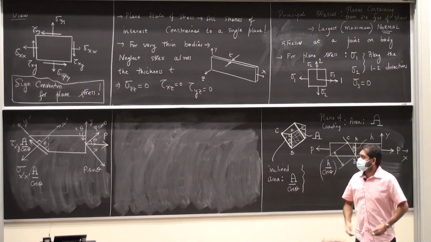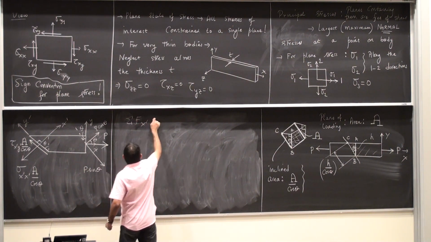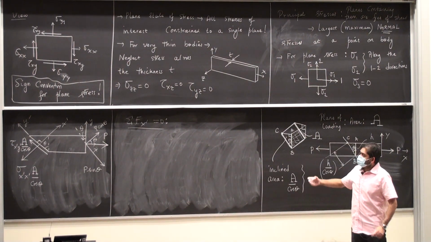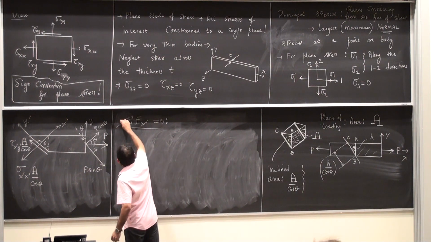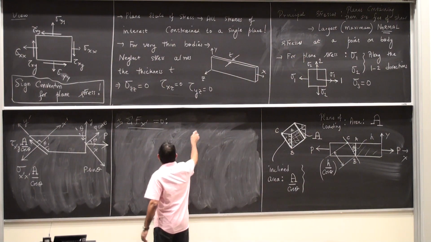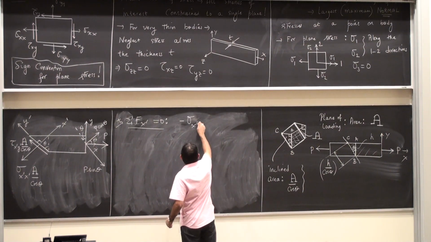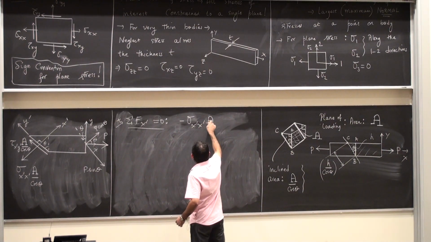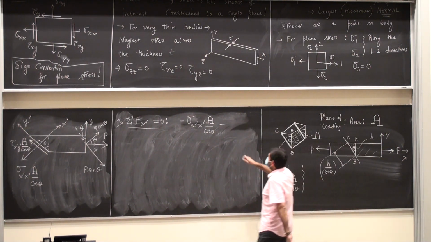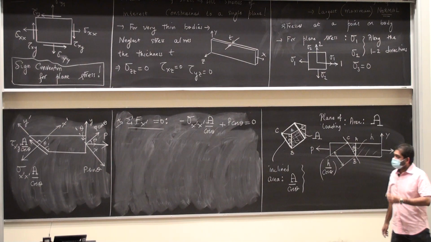Alright, so I'm just going to sum forces along the x prime and the y prime directions. Along the x prime direction, let's say that forces along the positive x prime are positive. So I'm going to have minus sigma x prime times the area A by cosine theta, plus P times cosine theta, is equal to 0. Okay?